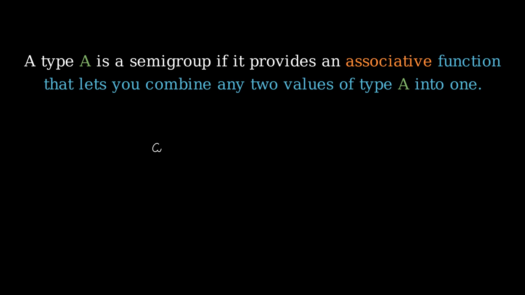Next, an associative function. What does this mean? Well, it means that if you have a long list of arguments, you can group them in any way you like, and the result stays the same. In other words, if you have an associative operation over type A, you have a semigroup. Now let's look at an example.